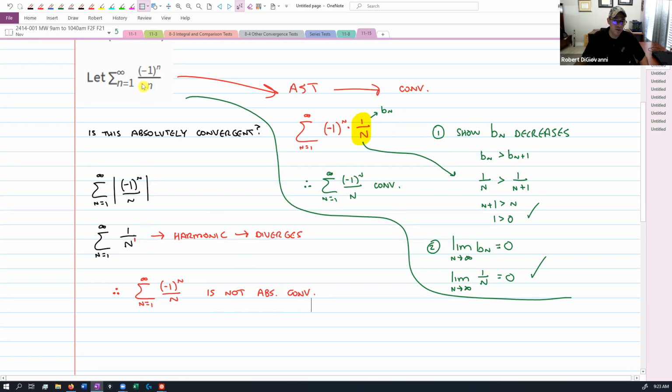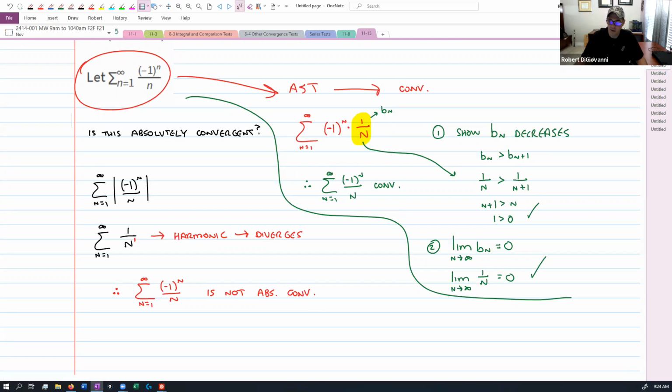Does the original series converge? Well, yes, right? The original series converged. We showed it over here. But the sum of the absolute value of this thing doesn't converge, it diverges. And so even though this series is convergent, it is not absolutely convergent. Understand? It is convergent, but not absolutely convergent. Absolute convergence is a very, very strong condition.